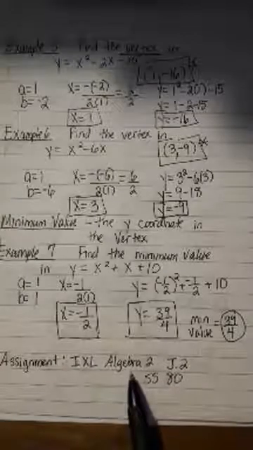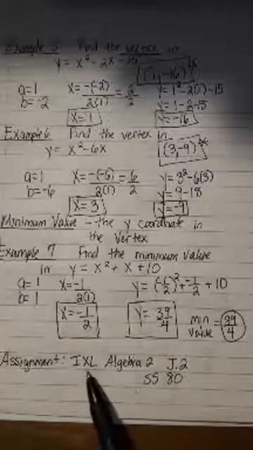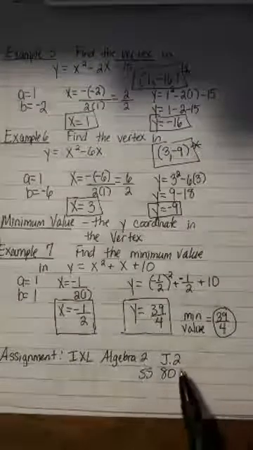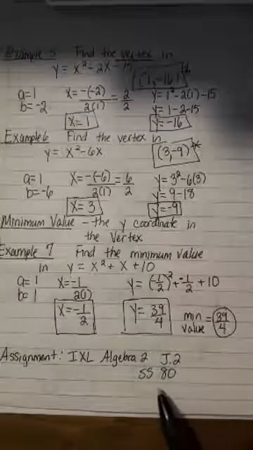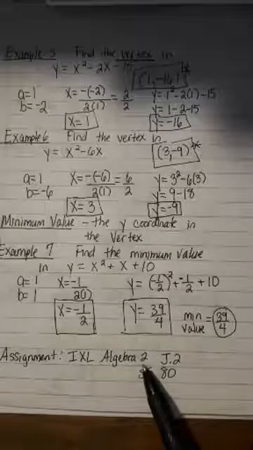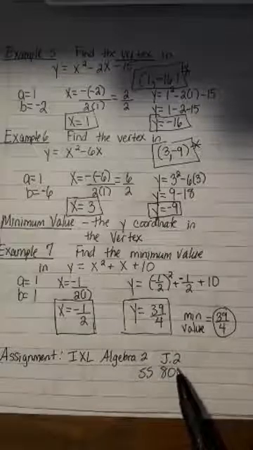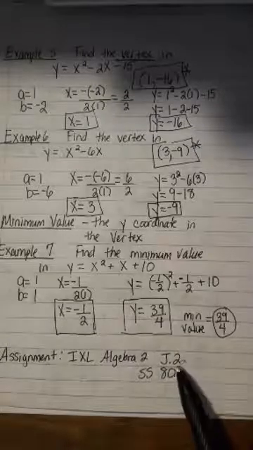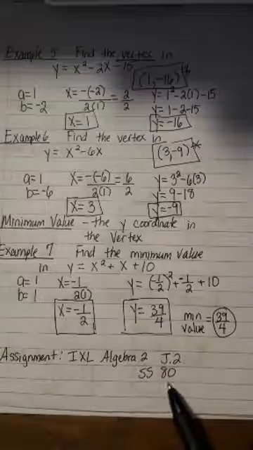All right, your assignment is IXL, Algebra 2, J2, and get a SMART score of 80. Make sure you're in Algebra 2. We're in the J's now. We're going to stay on Algebra 2. We're going to keep doing quadratic functions in the J's. SMART score of 80.